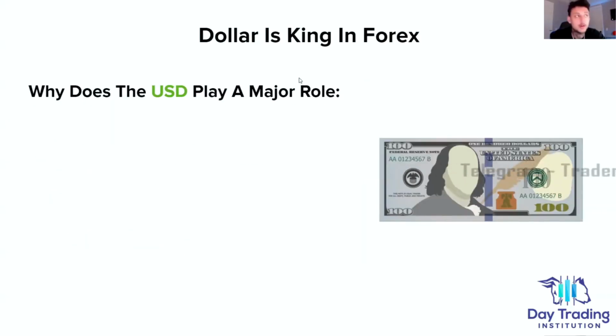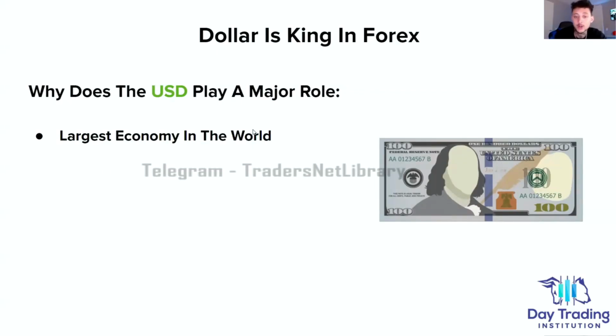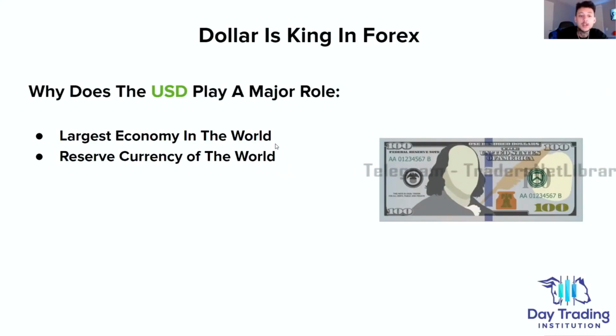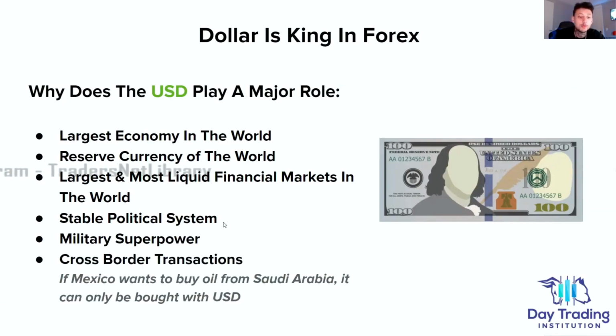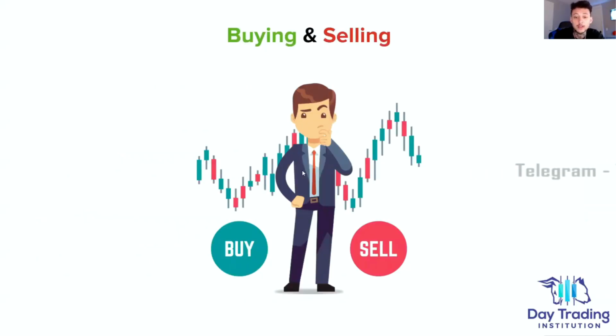So now let's take a look at why the dollar is the most traded currency within Forex, why most people actually trade the dollar. Obviously, one, it is the largest economy in the world. It is also the reserve currency of the world. Along with all of that, it is the largest and most liquid financial market in the world as well. The US dollar also has a stable political system and military superpower. And then, of course, we have cross-border transactions. If Mexico wants to buy oil from Saudi Arabia, it can only be bought with US dollars. Why is that? Because it is the reserve currency of the world. That is why the dollar is king. So whenever we have big news events going on in the economy, typically the US dollar is going to be affected the most.